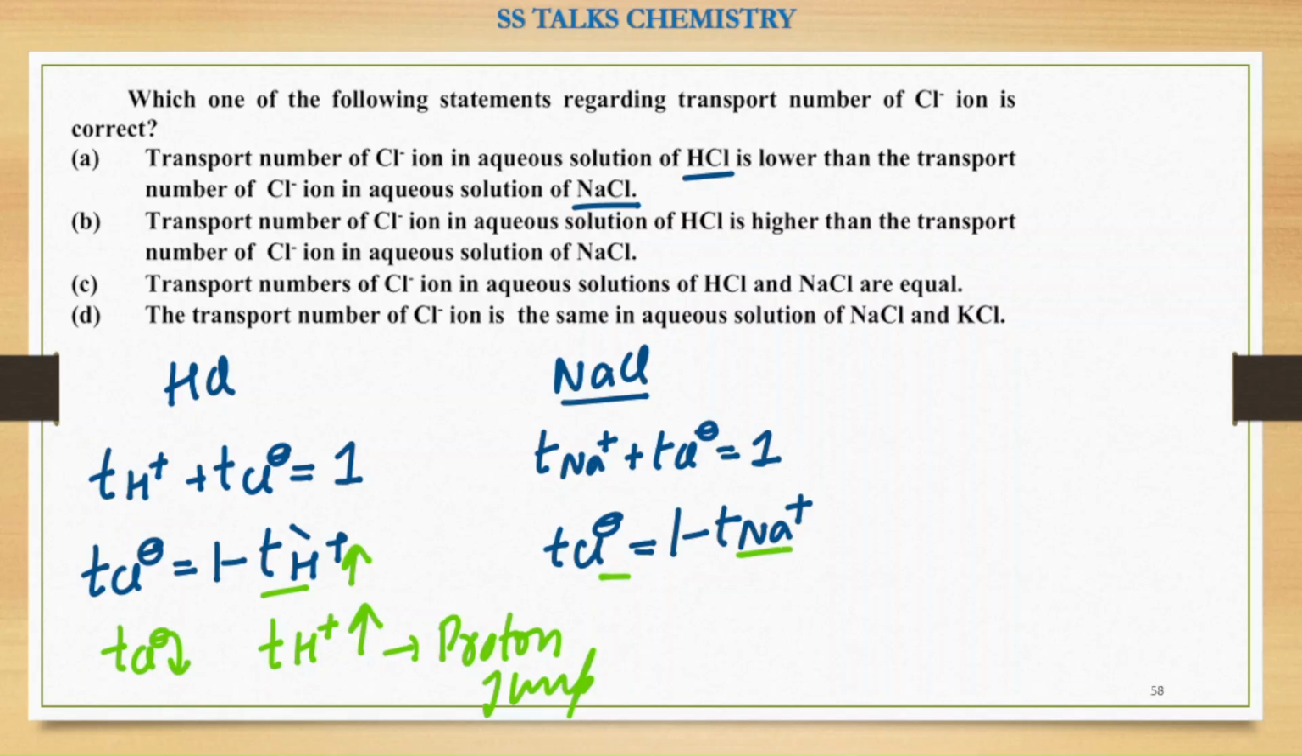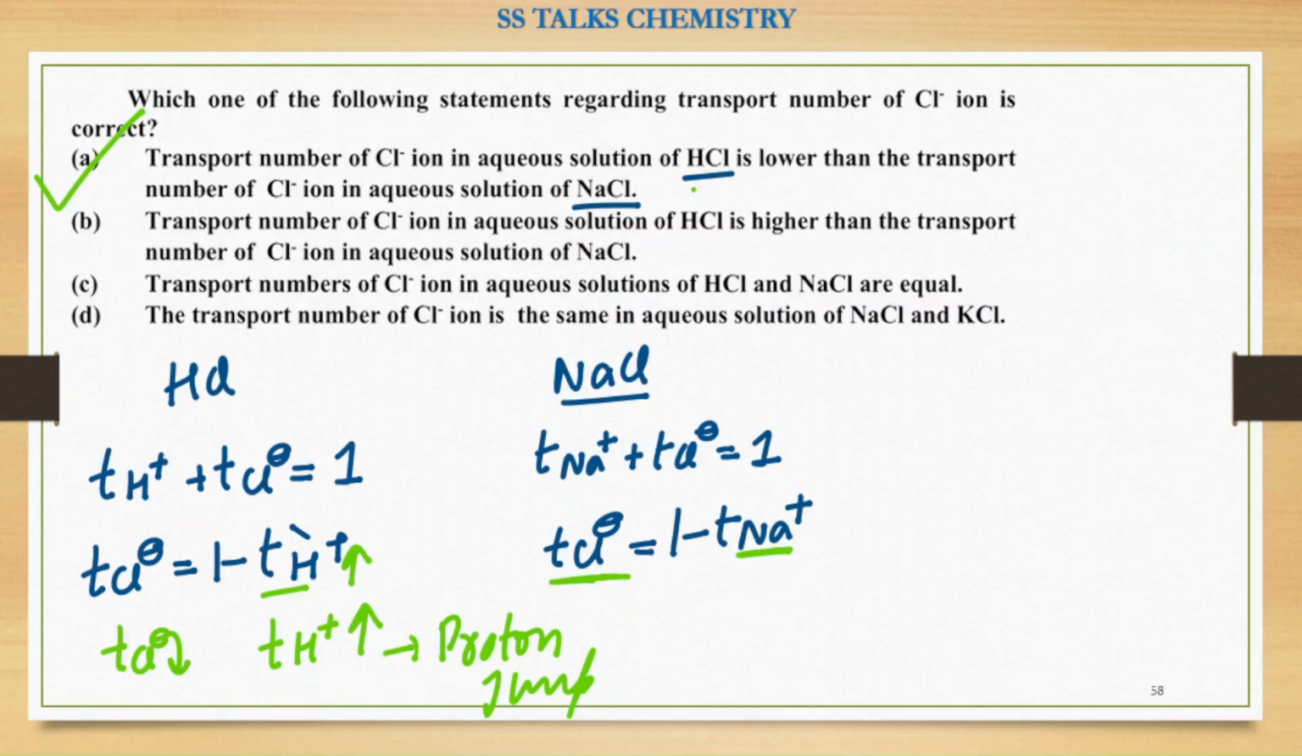Whereas in this case, the sodium positive ions, as compared to H positive, have a transport number that is going to be of a lesser extent. So the transport number of the chloride ion is going to be more in this case. So this statement that says the transport number of chloride ion in the aqueous solution of HCl is lower and that of NaCl is more, this statement is the correct one to verify.